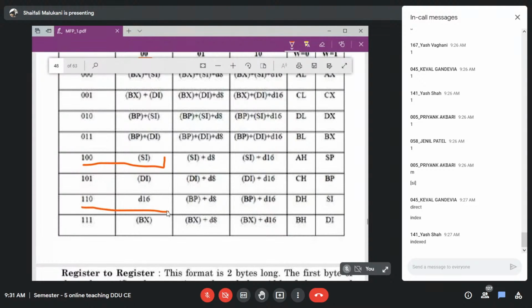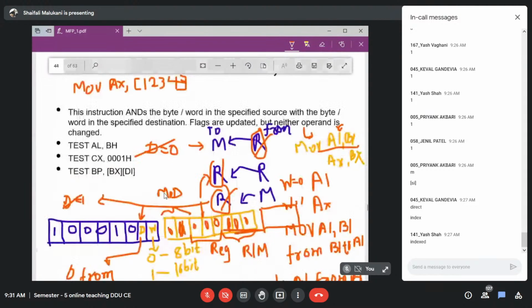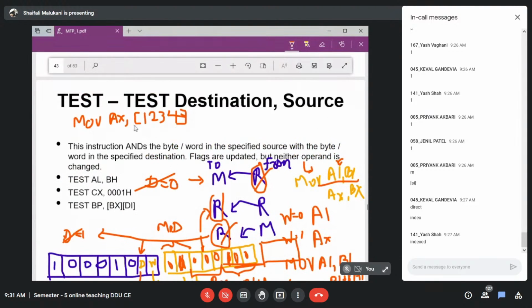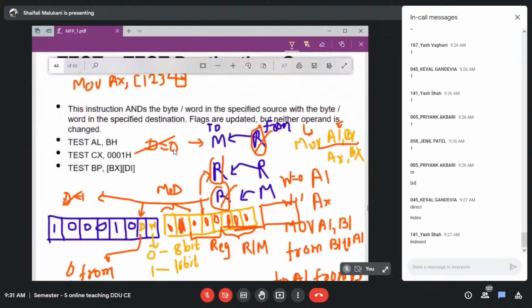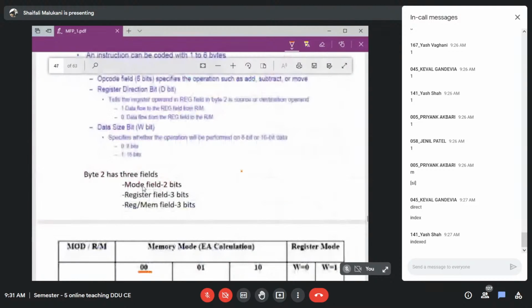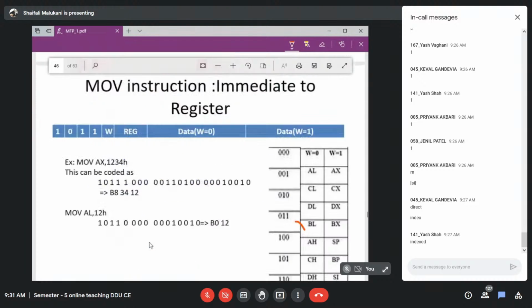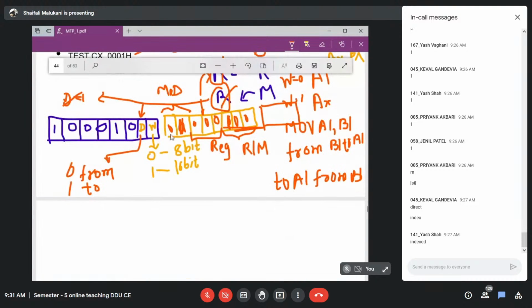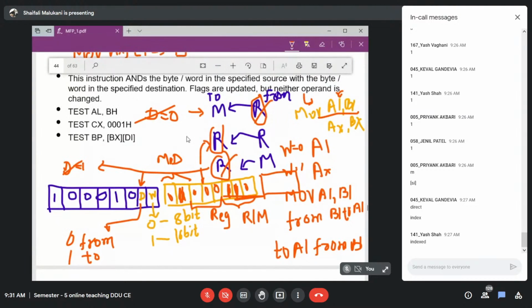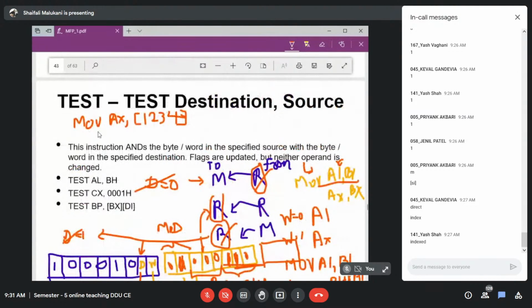Direct addressing, if I took this case, what was that? Yes, this one. In this type of addressing, what is the mode? If you see here, mode is 00, and my R/M value will be 110 with a 16-bit displacement. So how many bytes will the instruction be? Mode is 00 and this will be 110, and so what does it indicate? That it is MOV, right?